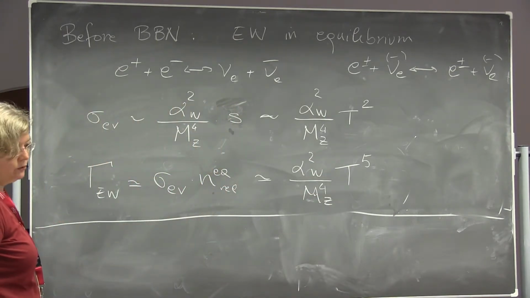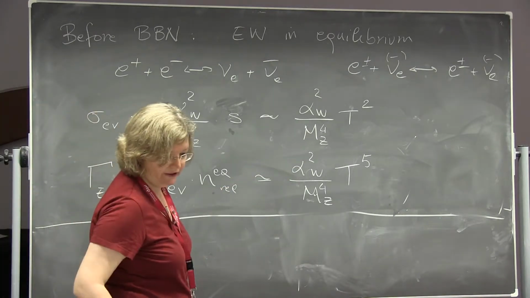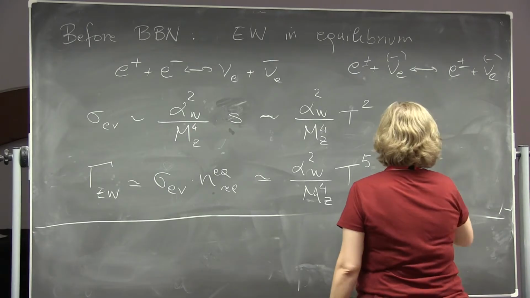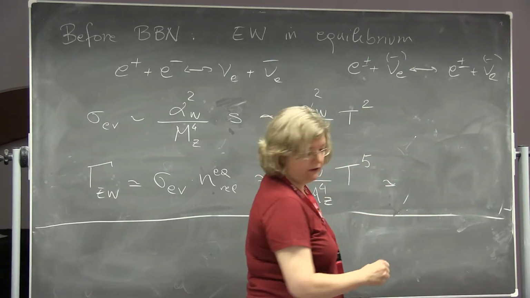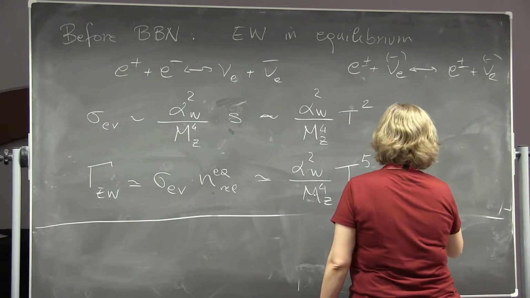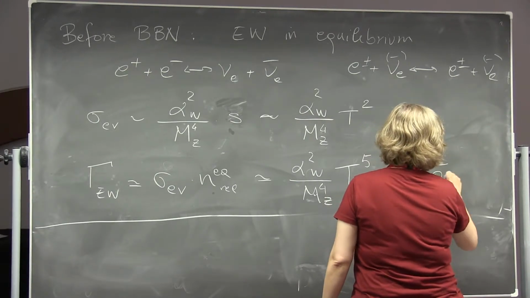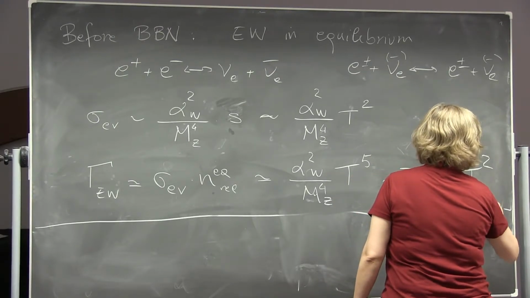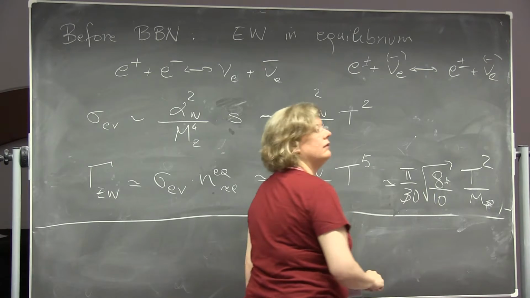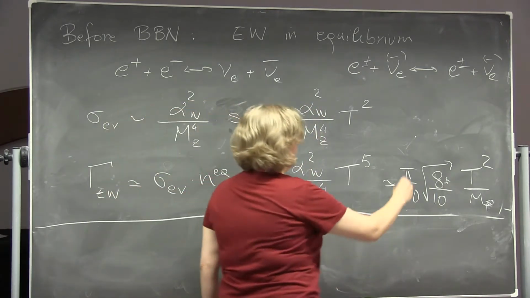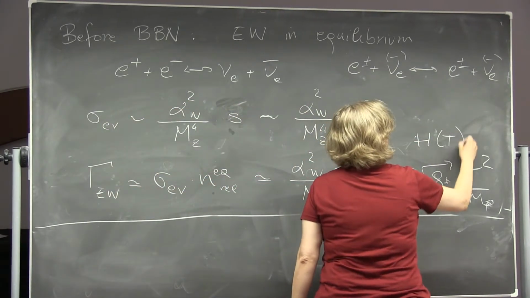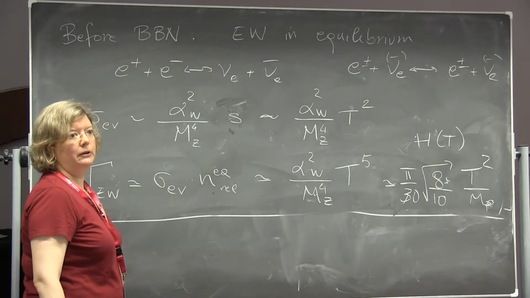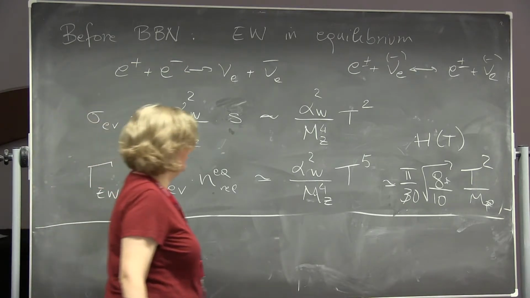And this one you have to compare with the Hubble parameter, which I just erased there, which is the factors which I had before. I can write it as pi over 30, g star over 10, T squared over M Planck. So this is the Hubble parameter of T. And I'm trying to find the temperature at which the rate is equal to the Hubble. This will be my decoupling temperature approximately.